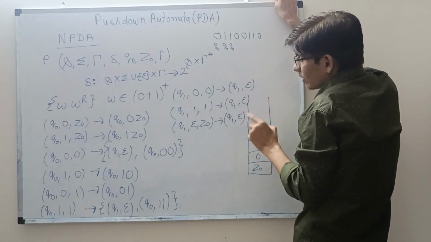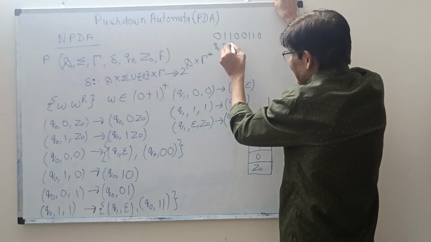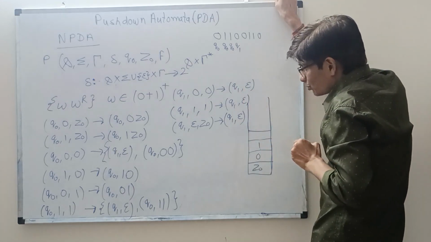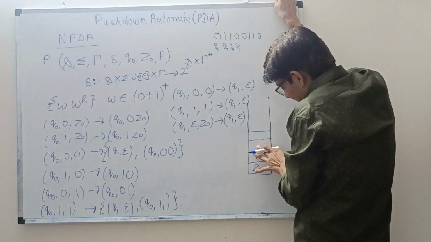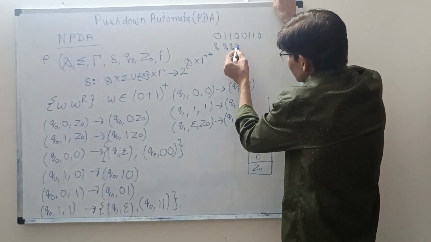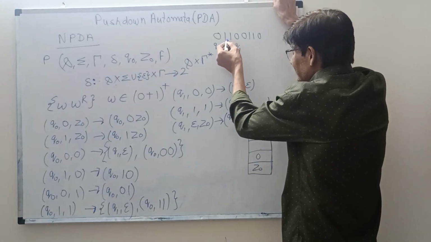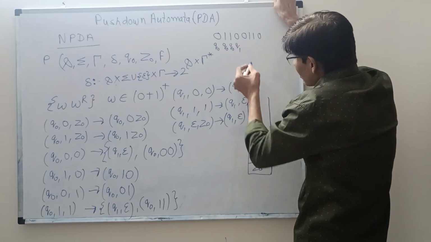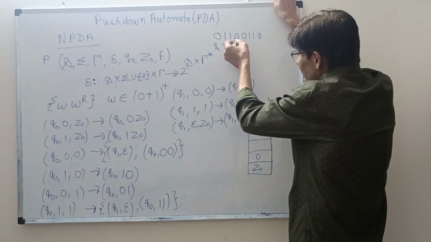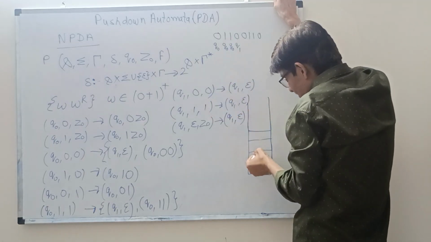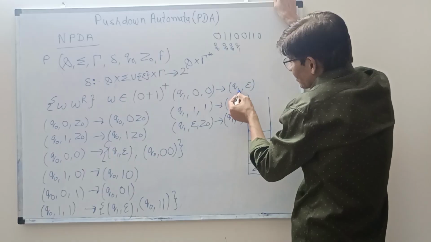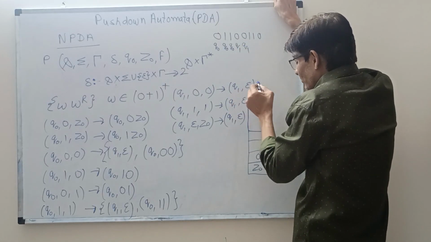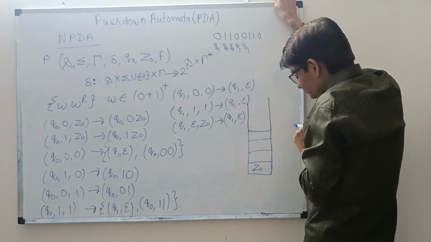So I can consider this as the middle of a string. So I can change my state to Q1, and I can pop this element from the stack. That means I have considered this as the middle of a string. So now I have popped. Now I'm in Q1, I'm reading 0, and the stack top is 0. So I can stay in Q1, and I can pop one more element from the stack.